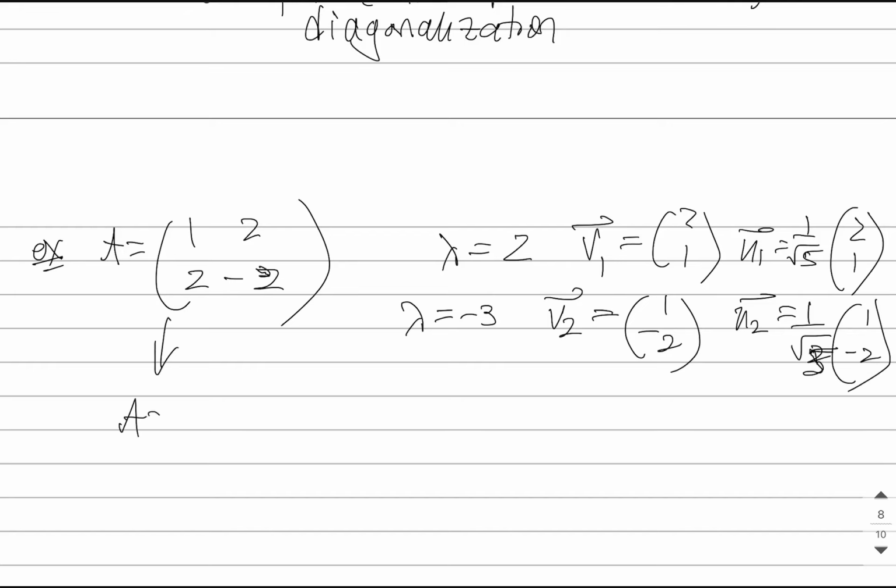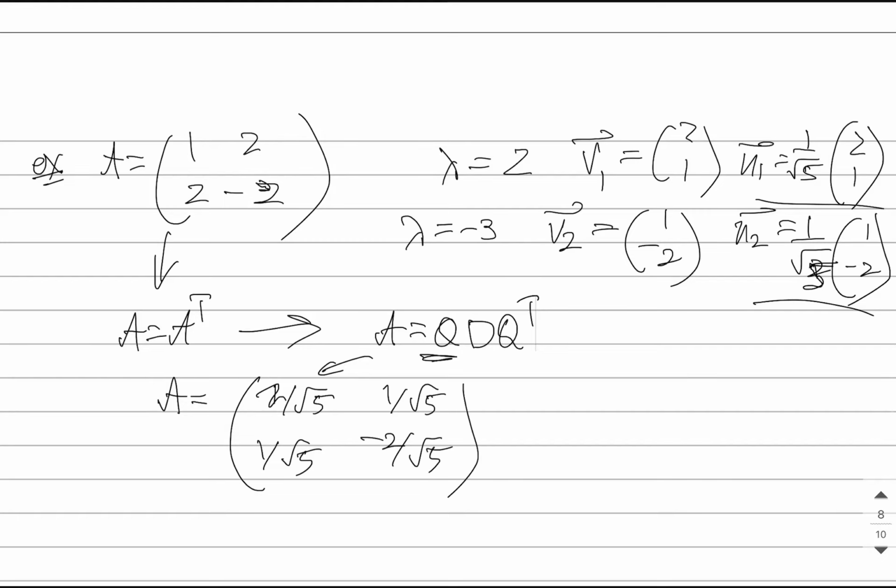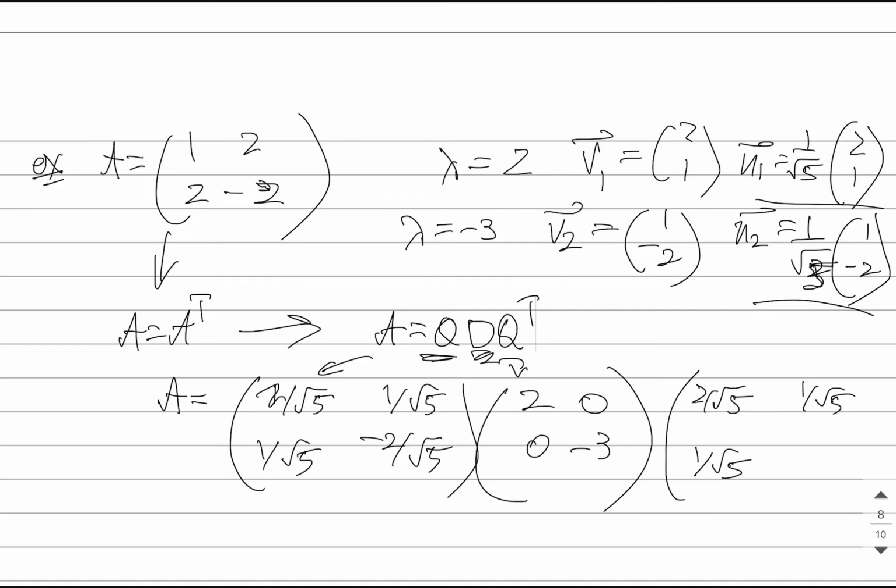So clearly A is symmetric, and that means it has to have an orthogonal diagonalization. So it has to be able to be written like this. And if you want to actually put it all together here, we are going to take the two normalized eigenvectors, put them in for Q, 2 over root 5, 1 over root 5, so that's U1, 1 over root 5, -2 over root 5, that'll be our Q. Our D is going to be 2, 0, 0, negative 3. And then the transpose basically flips this around. Now we're very lucky that in this particular case, the transpose of this matrix is itself. So Q equals Q transpose in this particular case.